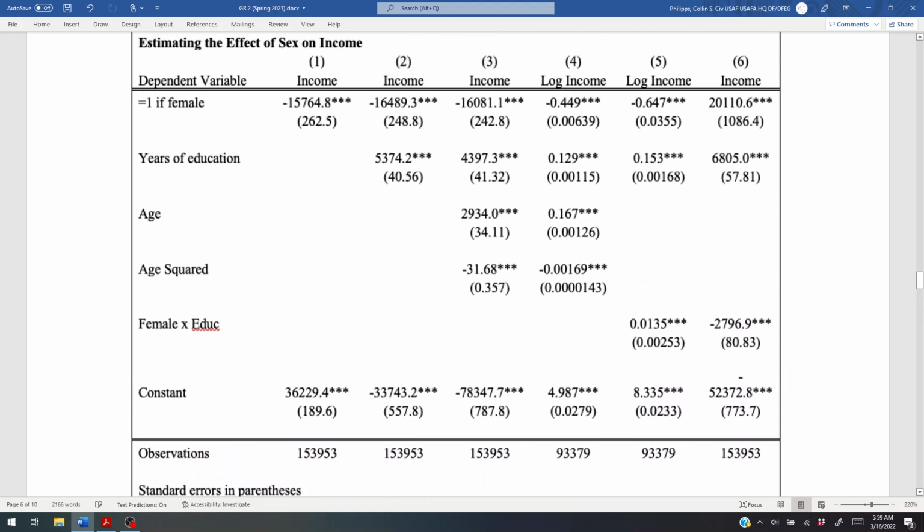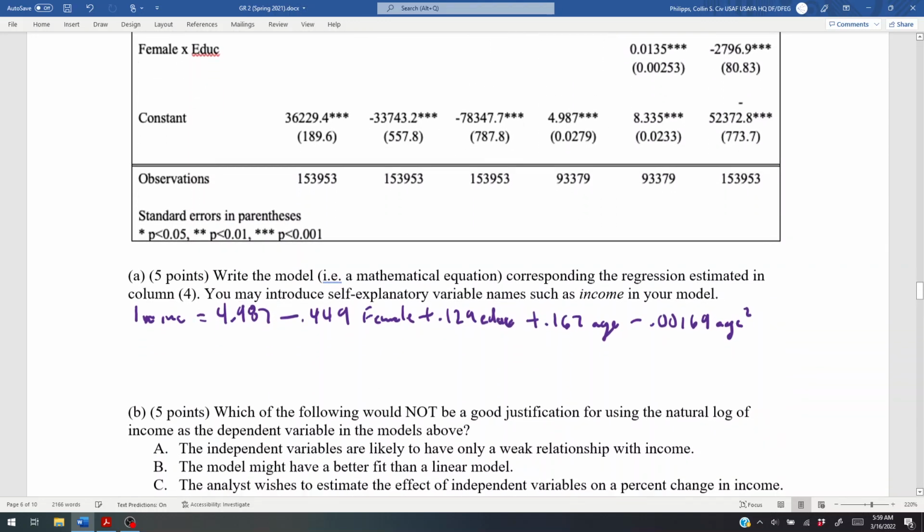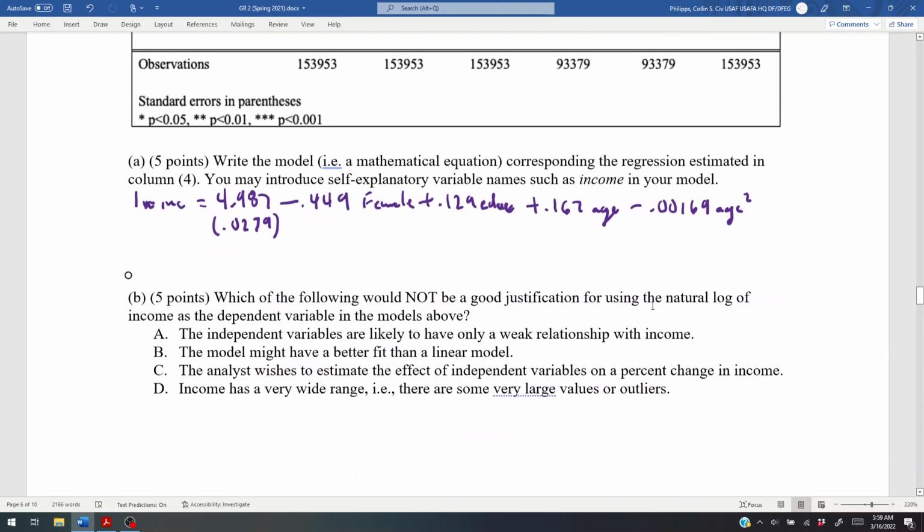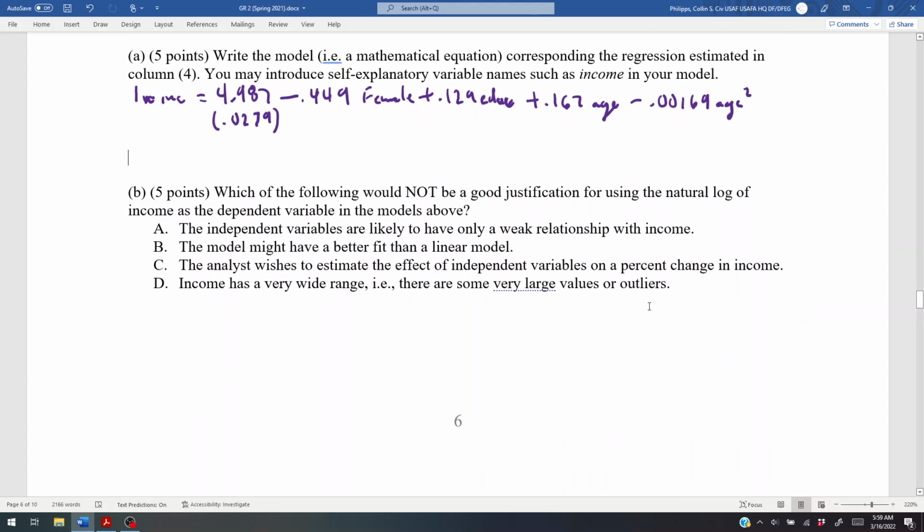There's nothing else in that model, right? Now, if you want to be absolutely ace, you could go through and write the little standard errors under each of these numbers. 0.0279. So that I know how confident you are in each of them, so I know how precise each of them is. I'm going to skip it for now. I don't think you would lose points for not doing that. You may introduce self-explanatory variable names such as income. Yeah, well, I've got female, education, age squared. I'm pretty sure none of those need to be defined in this context. I think they're all obvious.